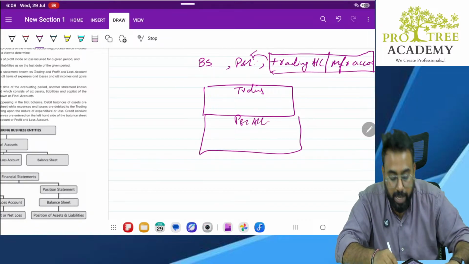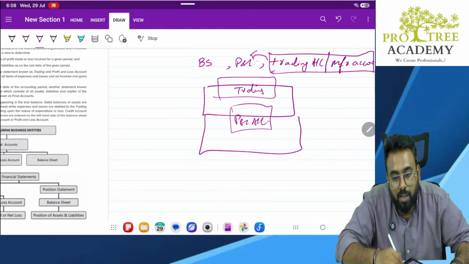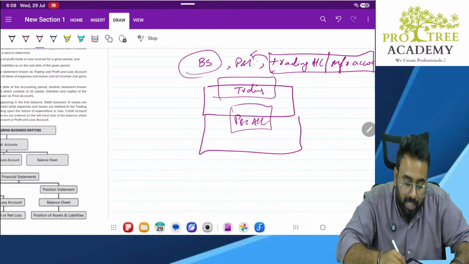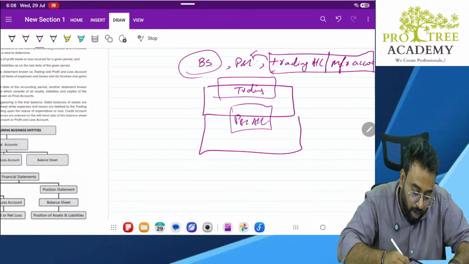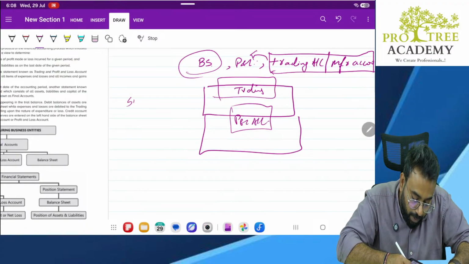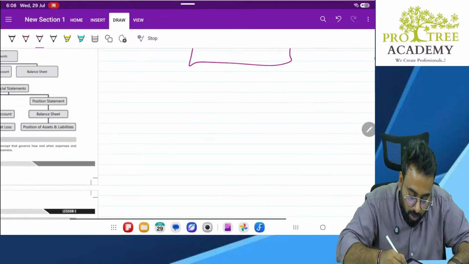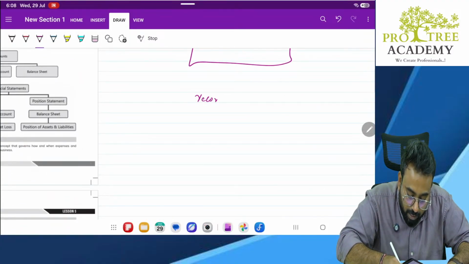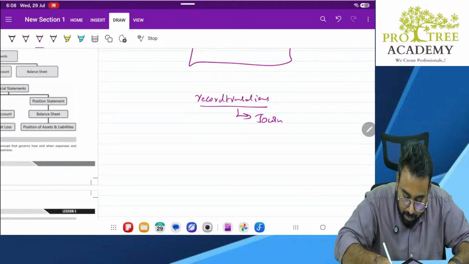So in this chapter we will understand what the trading account is, how it is prepared, what the P&L account is, how it is prepared, and what the balance sheet is and how it is actually prepared. In whole context, how we summarize, how we record the summarized transactions. See, in the first class itself we understood. First we record the transactions. This is done in journals.